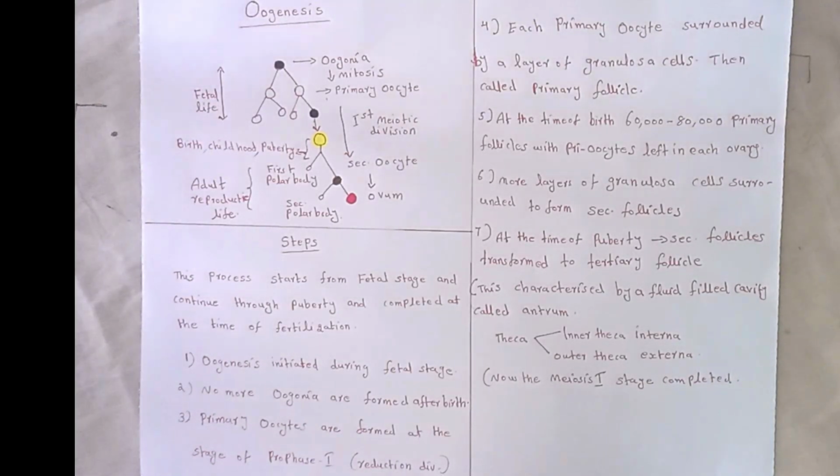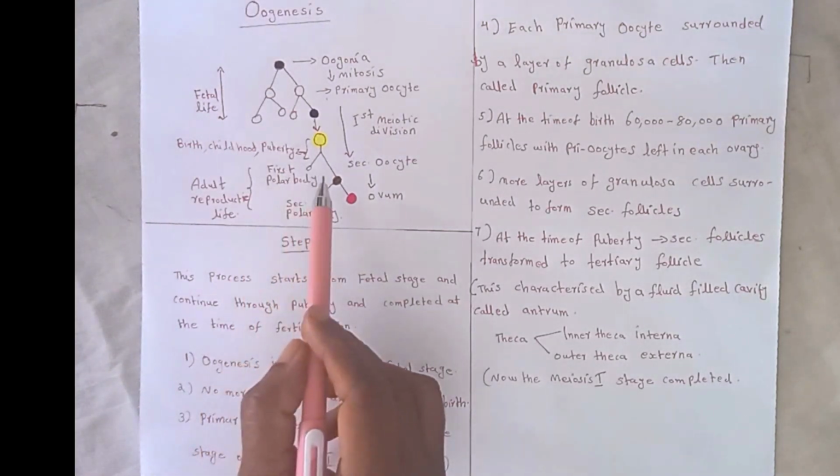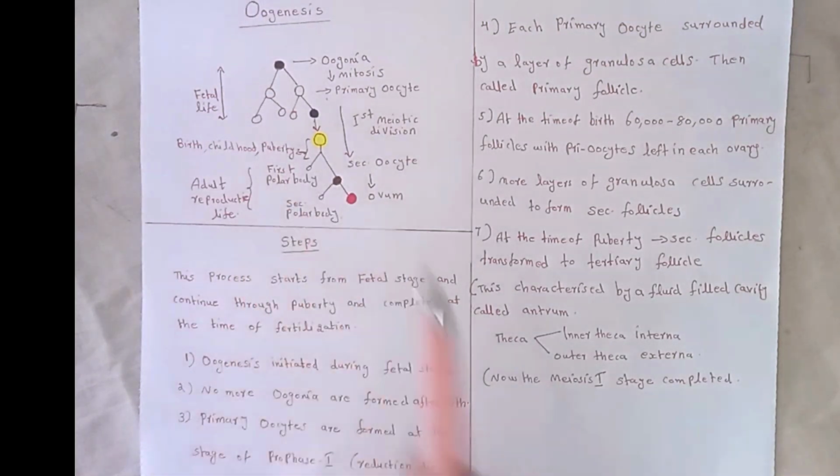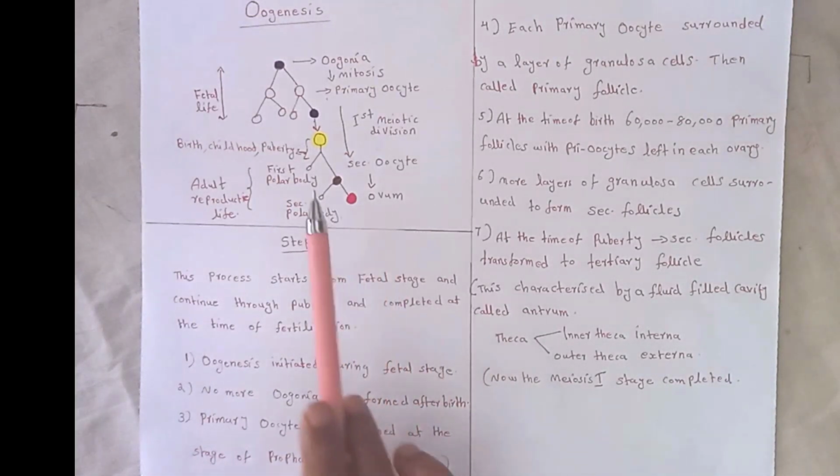Next stage. It is important that the products of meiosis 1 are one polar body and a secondary oocyte. After the completion of meiosis 1, the products are one polar body and one secondary oocyte.